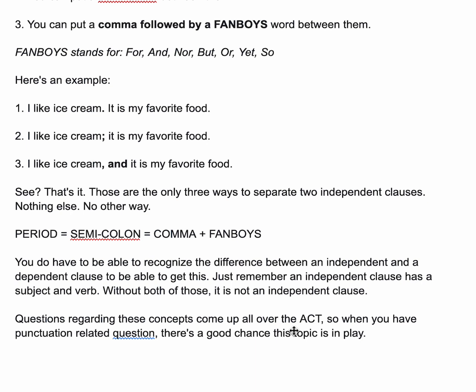Questions regarding these concepts come up all over the ACT. There are probably somewhere between 7 and 9 questions on every ACT that involve this rule in some way. So when you have a punctuation related question, there's a good chance this topic is in play, and what you start to need to do is look for independent clauses, right? And if you have independent clauses, 2 of them kind of attached, then this is what's going on, right?